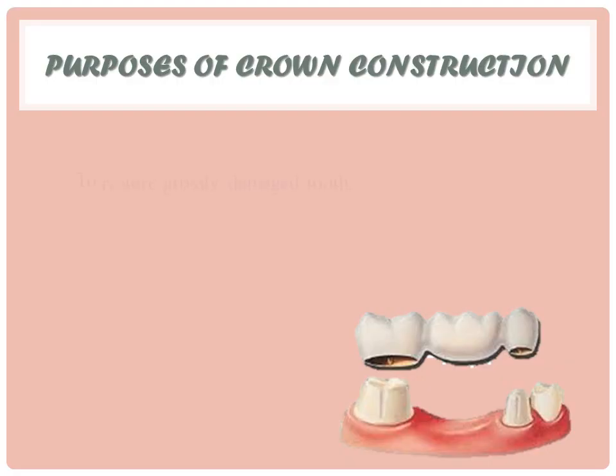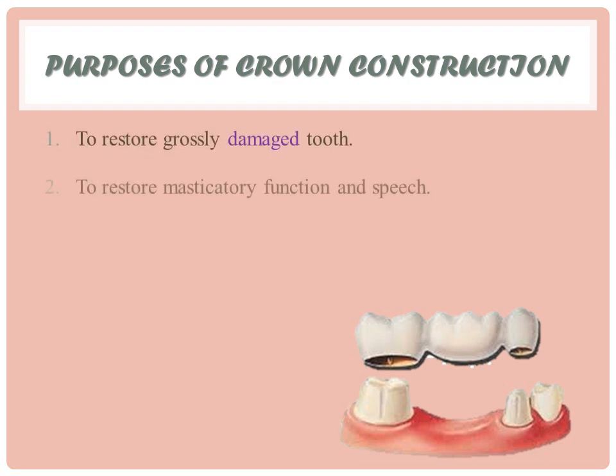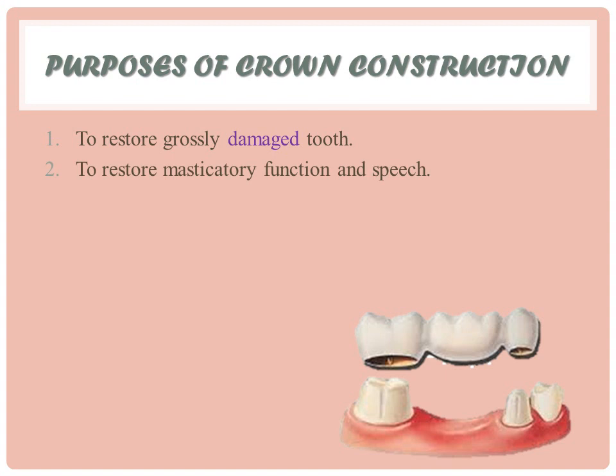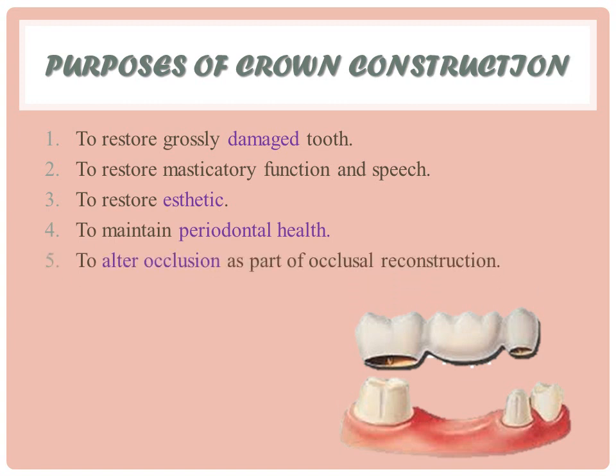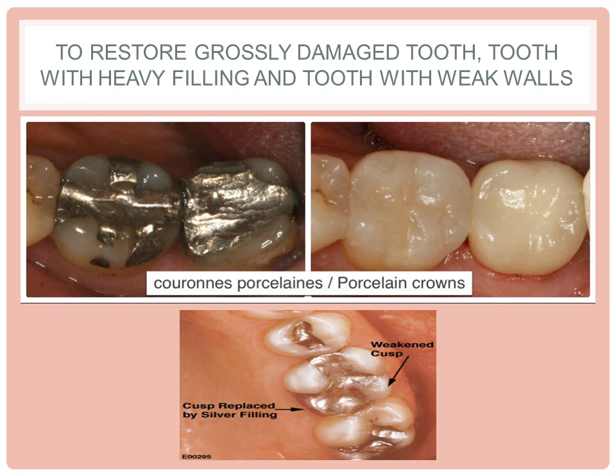The purposes of a crown construction are: first, to restore a grossly damaged tooth; second, to restore masticatory function and speech; third, to restore aesthetics; fourth, to maintain periodontal health; fifth, to alter occlusion as a part of occlusal reconstruction; and finally, as a retainer for the bridge. As you see in this picture, there is a big filling, an amalgam filling, and a weakened wall.